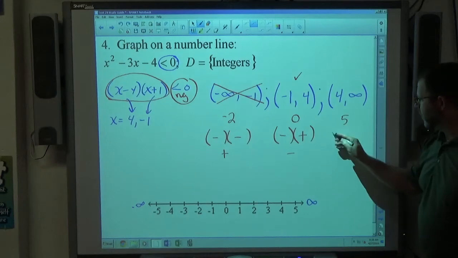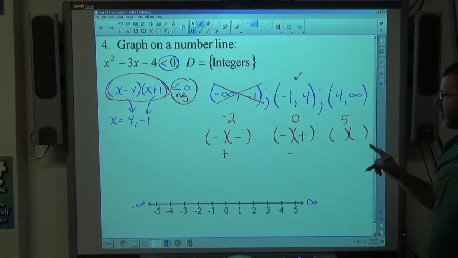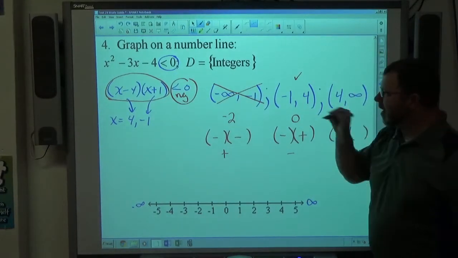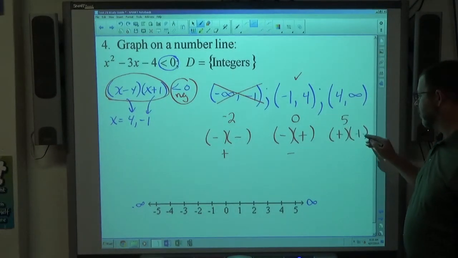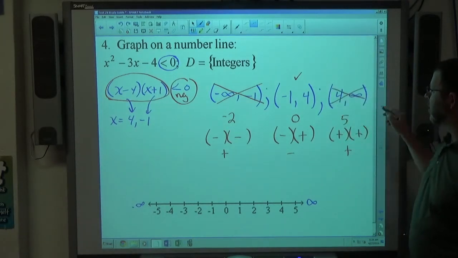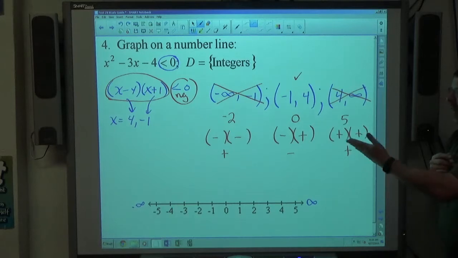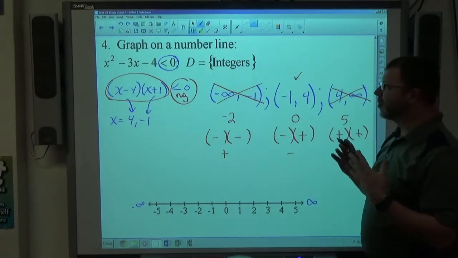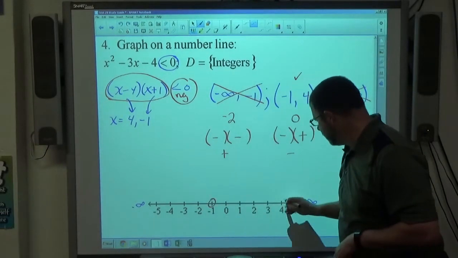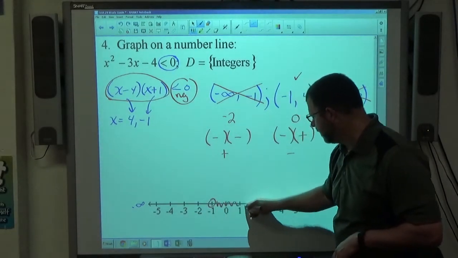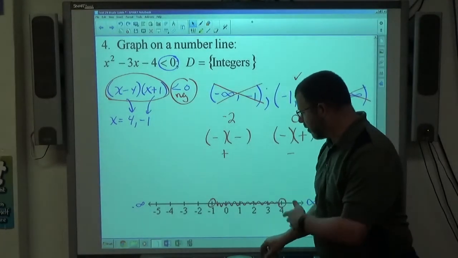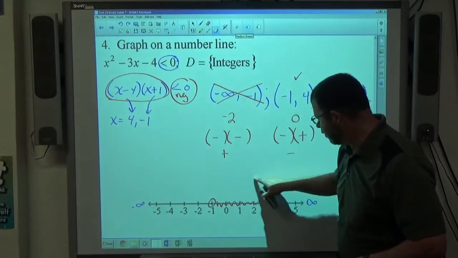The final interval here, 5, is our test value. 5 minus 4 is positive 1. All I care about is the sign. 5 plus 1 is equal to 6. Positive, all I care about is the sign. Two positives multiply to make a positive. I'm looking for negative, so I throw that interval out. So the answer is everything from negative 1 to 4. So if I was just graphing over the set of real numbers, negative 1 not included to 4 not included, shade, that'd be the graph. Okay? But we can clearly see here they're not asking me to graph real numbers, they're asking me to graph integers.